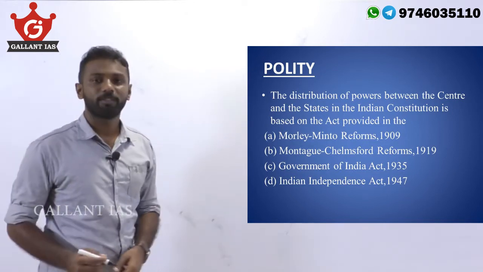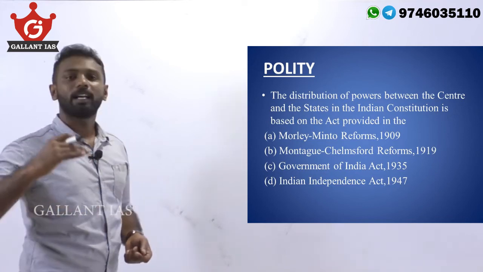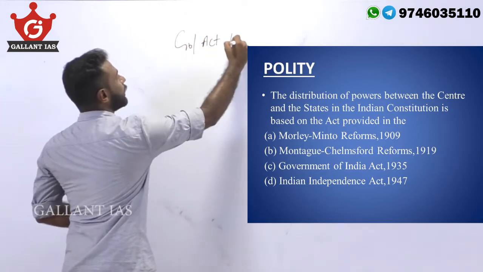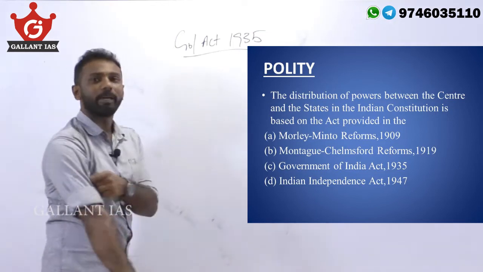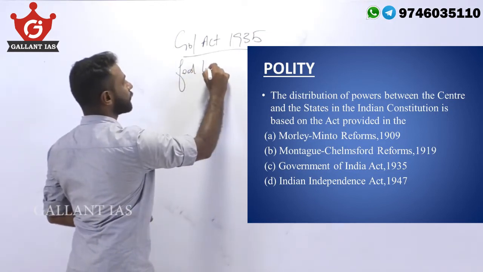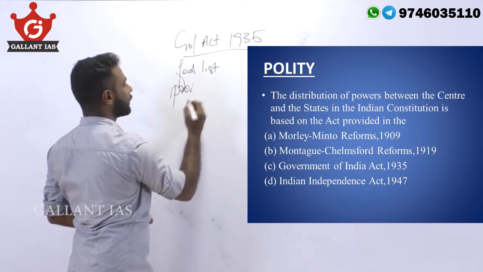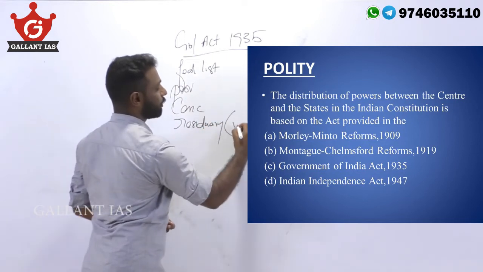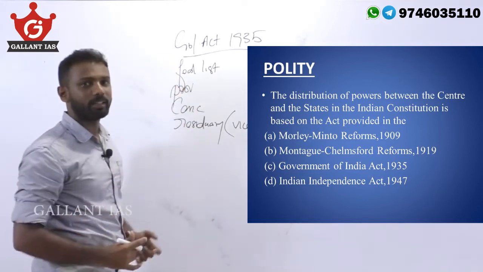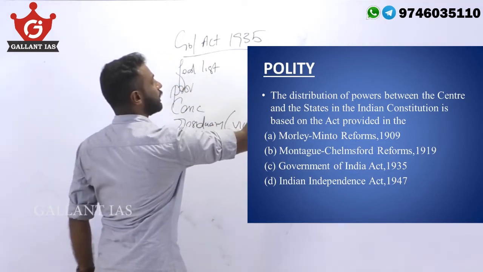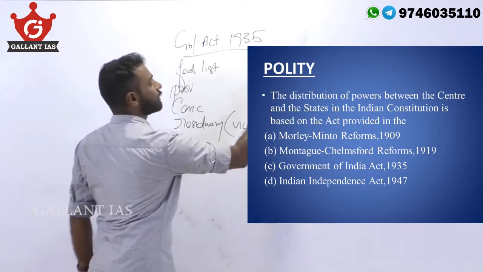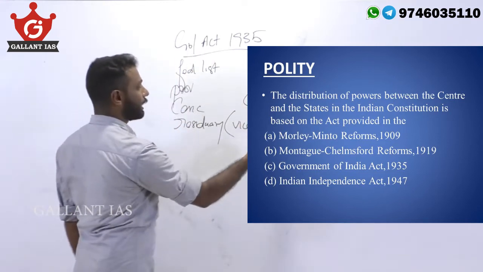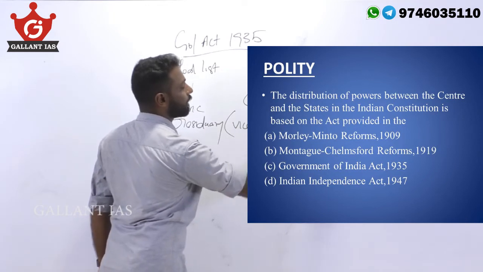So regarding distribution of powers between center and state, we took the structural part of our constitution from the Government of India Act 1935 because it mentions a federal list, provincial list, concurrent list and residuary matters, which is dealt by the Viceroy. And in a similar manner, in our constitution we have the union list, in which the union has exclusive powers, the state list, where the state has exclusive powers, and the concurrent list, where both central and state have powers, and again residuary powers, in which parliament has the power.